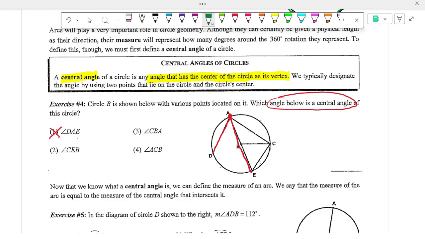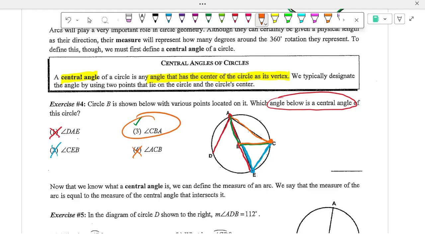What about CBA? Is that a central angle? Yeah, it goes through the center. I'm still going to check the other ones though. What about CEB? No, its vertex is on the circle. Then what about ACB? No, vertex is on the circle. So the only one that works is CBA.